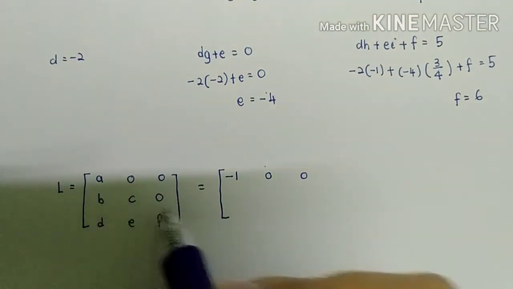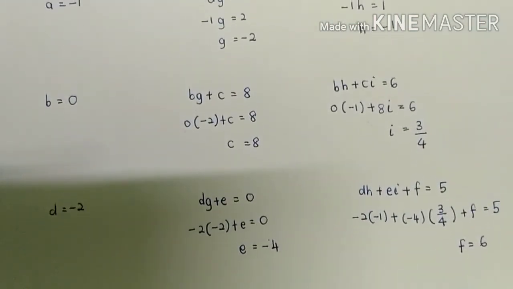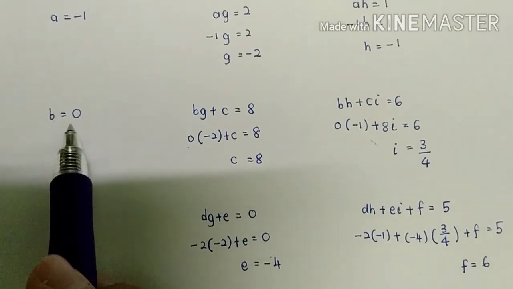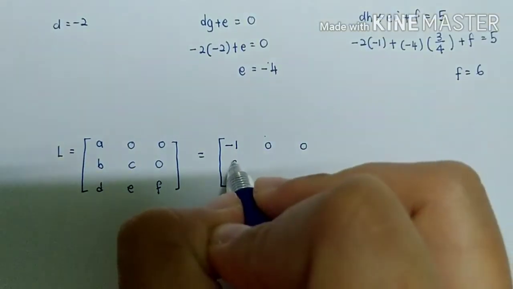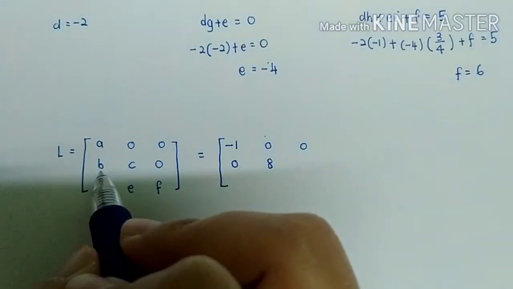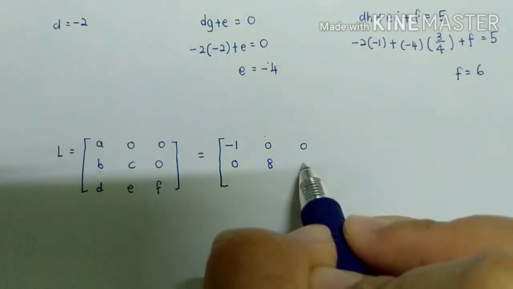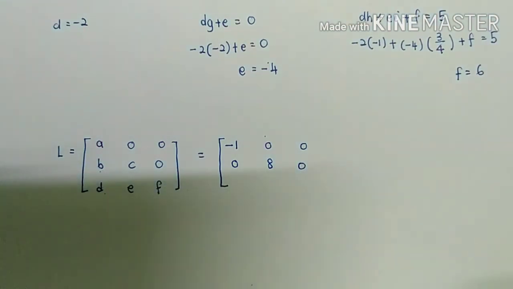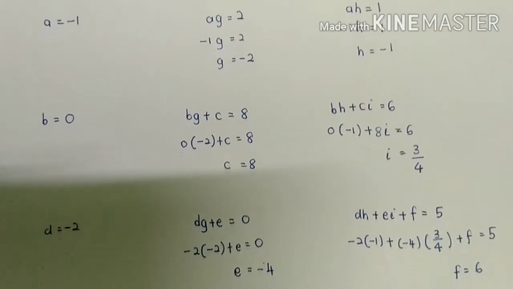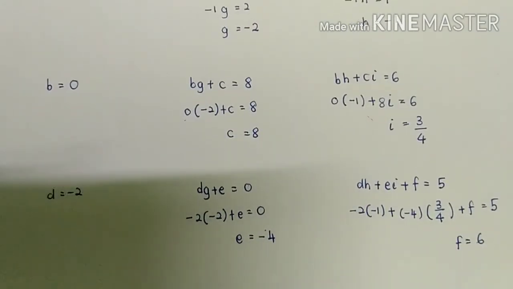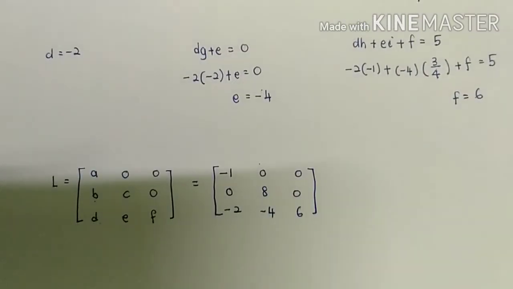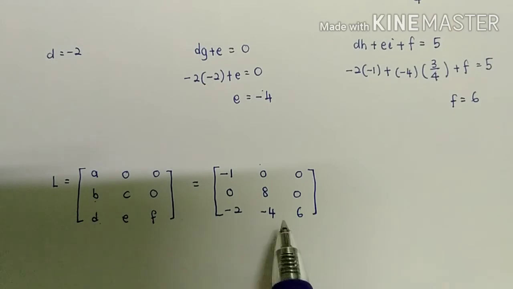Okay, and then we have BC0. B is 0, C is 8. So we substitute here. So 0, 8, 0. DEF. D negative 2. E negative 4. F is 6. Okay. So this is our matrix L.